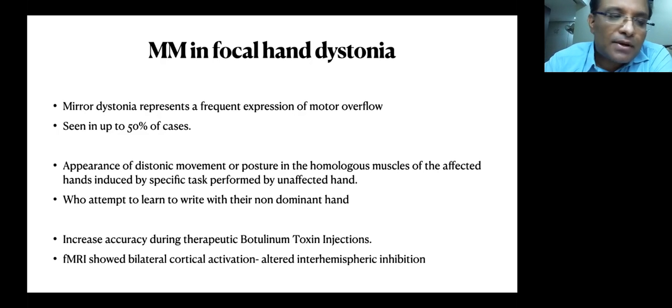And functional MRI in these patients has shown bilateral cortical activation. So whenever there is writer's cramp, there is bilateral cortical activation. So it again suggests there is altered interhemispheric inhibition.